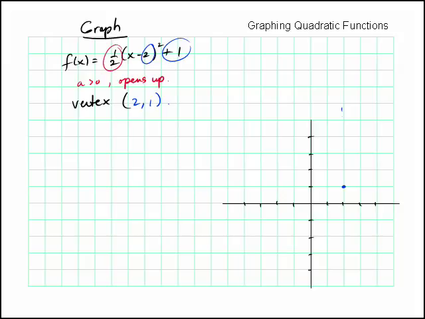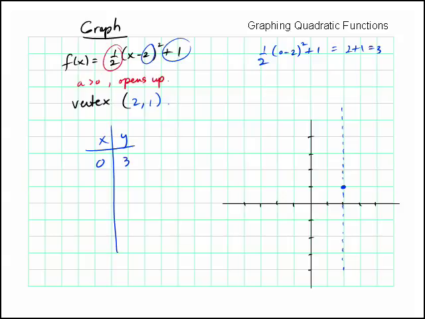And I'm going to draw in my axis of symmetry. There we go. And this parabola opens upward, so I'm going to make a table of points now. If x is 0, I get 1/2 times 0 minus 2 squared plus 1. If I work that out, that's going to be 4 times 1/2 is 2, plus 1 is 3. So our parabola goes through 0, 3. Because of symmetry, there would be another point the same distance away on the other side of the axis of symmetry right there.